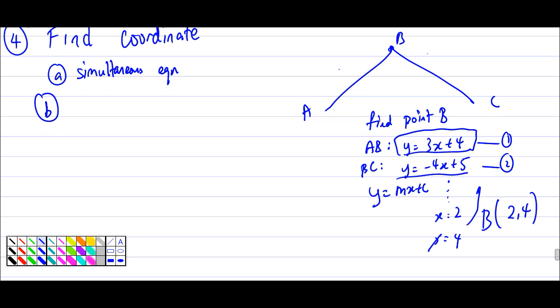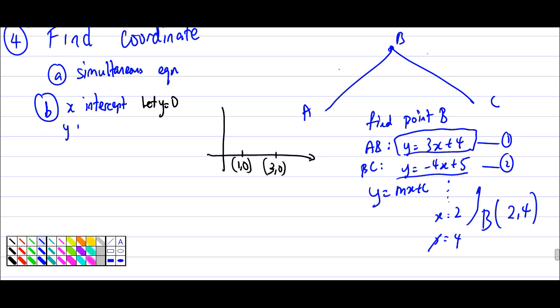Second method is to use the intercept. X-intercept means I have an axis, and this axis is (1, 0). This one is (3, 0), right? So that means let y be 0, and then you can find x. Similarly, if I want to find the y-intercept, what do I do? Let x equal to 0, then you sub in, then you find the answer. So this one is quite straightforward.